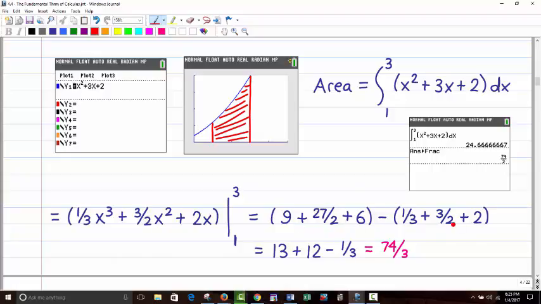9 plus 6 minus 2 is 13. I combine the integers. Then it turns out 27 over 2 minus 3 over 2 is an integer because it's 24 over 2, which is 12. And you end up with that minus 1/3. Common denominator, simple arithmetic, 74 over 3.